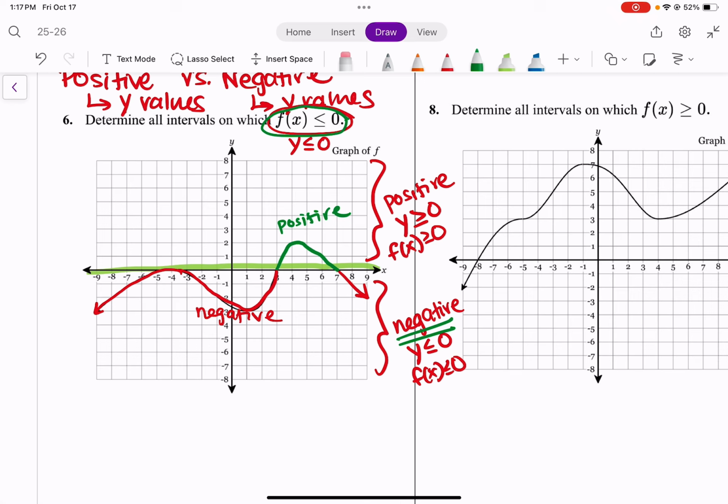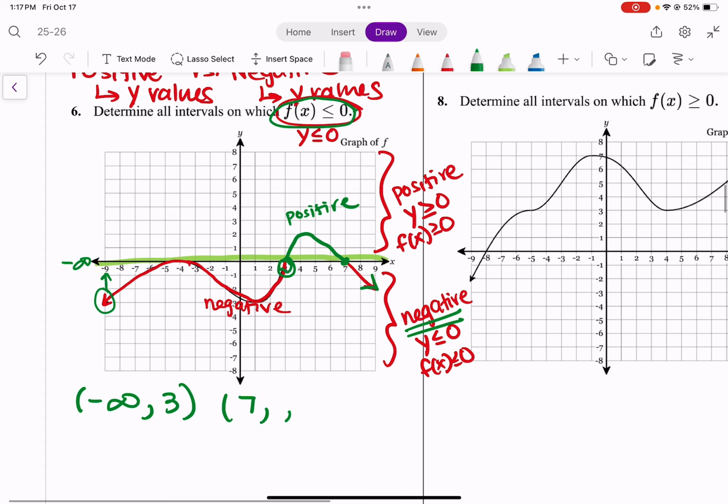So we have to name both of them. Again, we use the x values. It starts, well, we have an arrow, so negative infinity. So this one starts at negative infinity and it goes till 3. So negative infinity to 3. It is then also negative starting here till, well, this arrow. So it's also negative starting at 7 to infinity. Okay? So those are when it's negative.